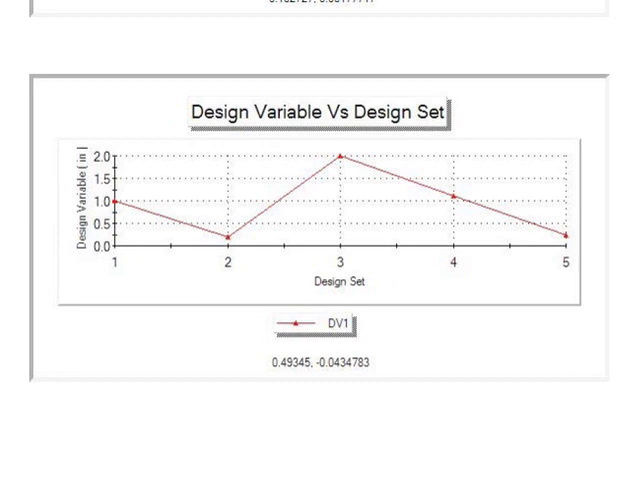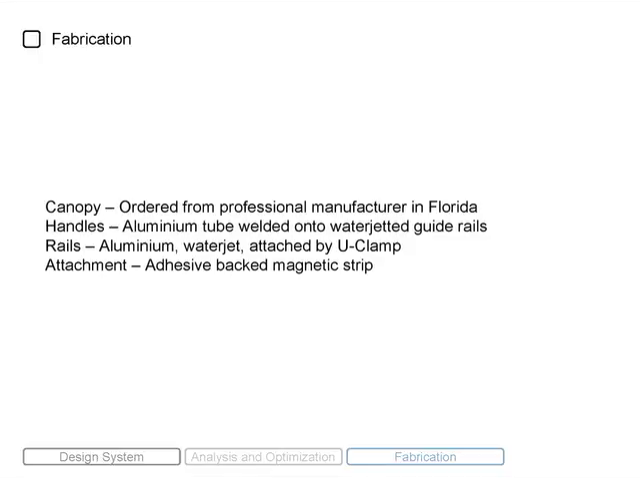Having just come from the workshop, I thought I should talk about fabrication. Our canopy, we tried to heat form it ourselves, just using heat guns and the existing mold. That didn't work at all. It was bubbly and didn't really match the shell very well. So we ordered a canopy from a professional manufacturer in Florida.